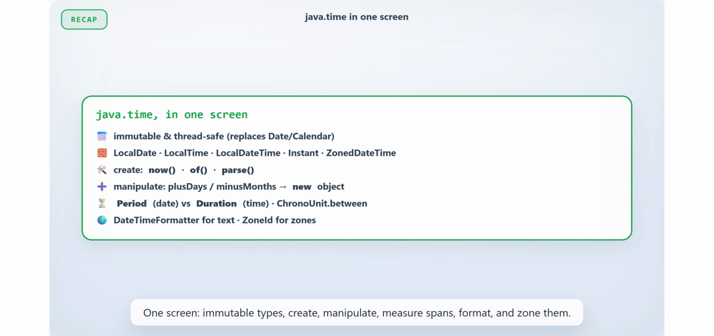Quick recap. java.time is immutable, thread safe, and clear. Use LocalDate, LocalDateTime, Instant, and ZonedDateTime. Create with now, of, or parse. Change with plusDays and friends, which return new objects. Period for date spans, Duration for time spans, DateTimeFormatter for text, and ZoneId for zones.